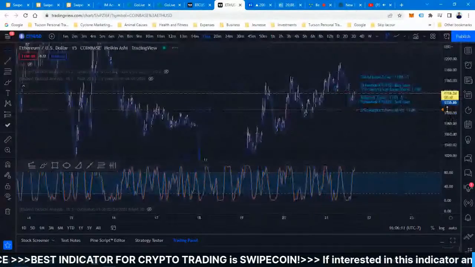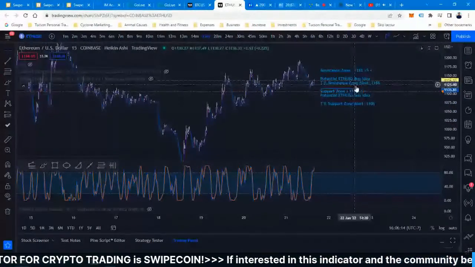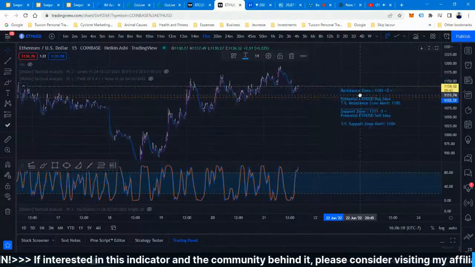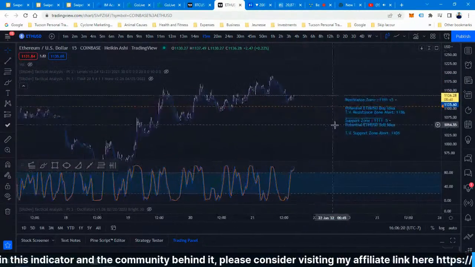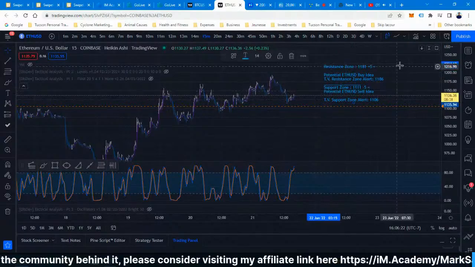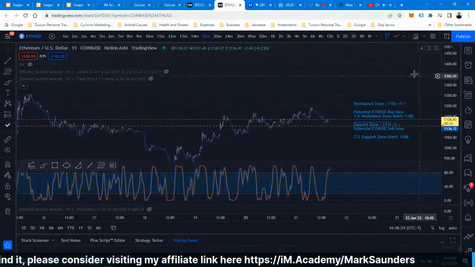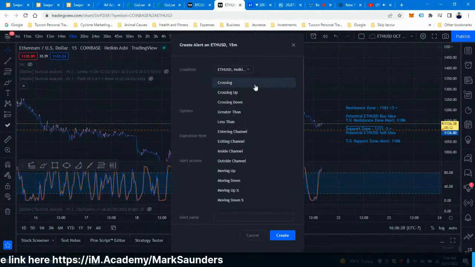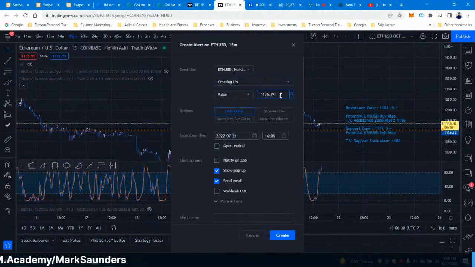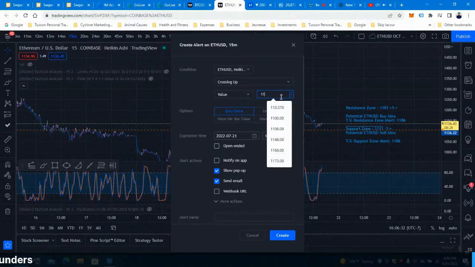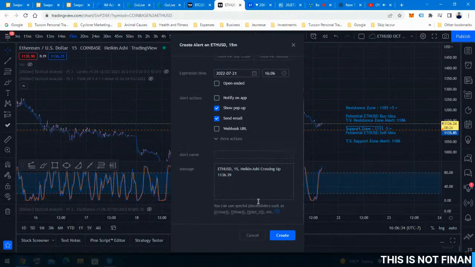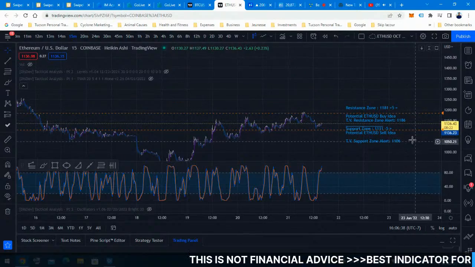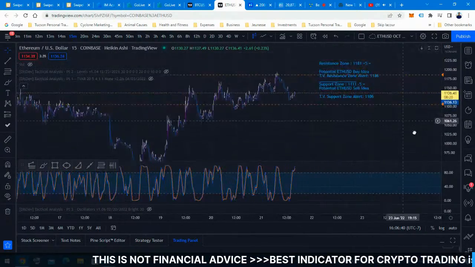So we'll see. If it breaks and closes below this support, this little yellow line here, I'm going to consider going short. Now we're going to put the notification for the support crossing up. If it goes to 1186, I want to be notified. That's just me. Doesn't mean that's got to be you. Okay, so here's our zones based on this system.